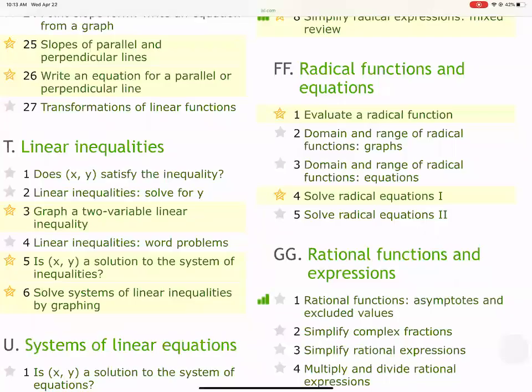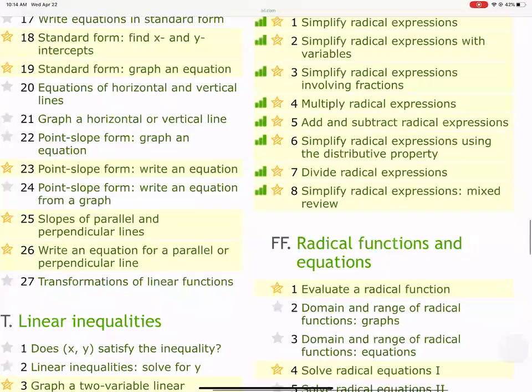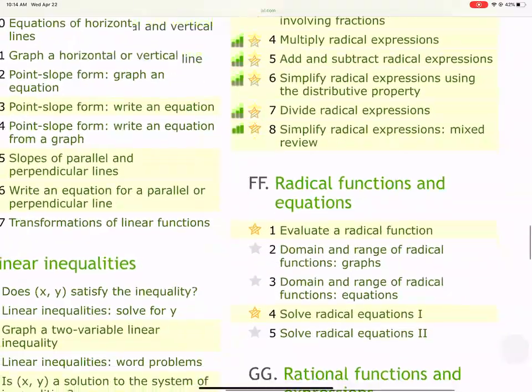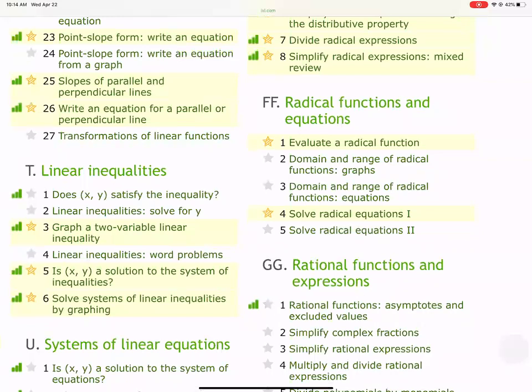Now your IXL has been posted. It's FF1 and FF4. So we finished all of EE about radicals. Now today we're going to plug in radicals and then solve for x going backwards. We practiced that in class, so we're just going to go ahead and practice these problems.